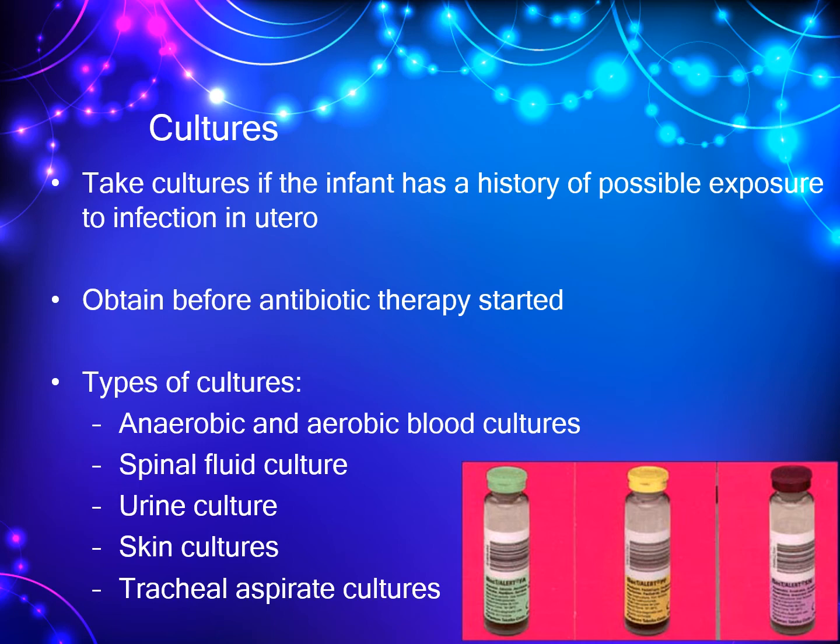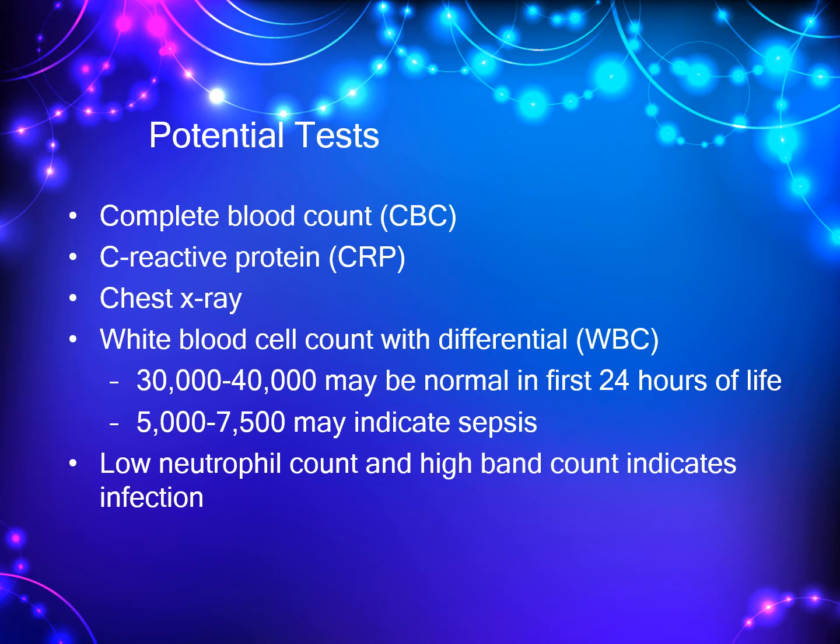The types of cultures that may be drawn: you have anaerobic and aerobic blood cultures, spinal fluid culture, urine, skin, and tracheal aspirate cultures. Potential tests that you may see drawn on your newborns looking for infection could be the CBC, the CRP, which looks for inflammation, a chest x-ray, a white blood cell count.